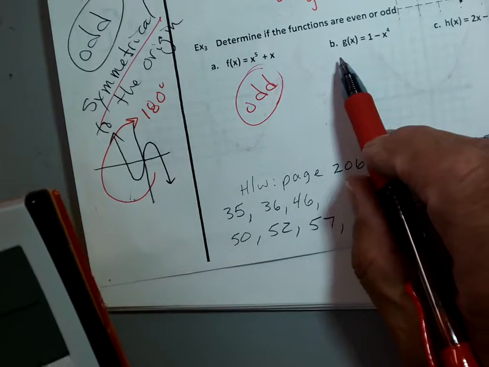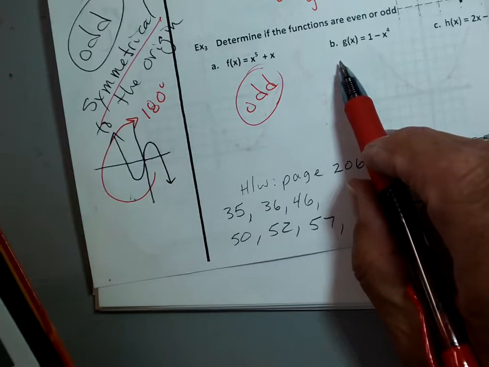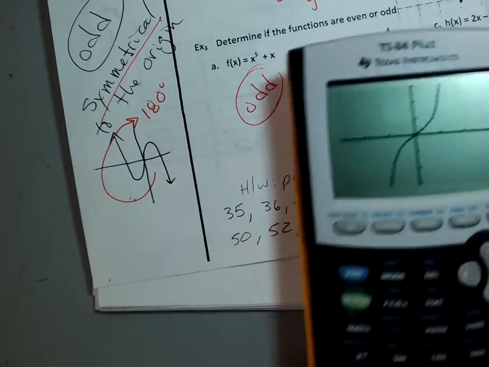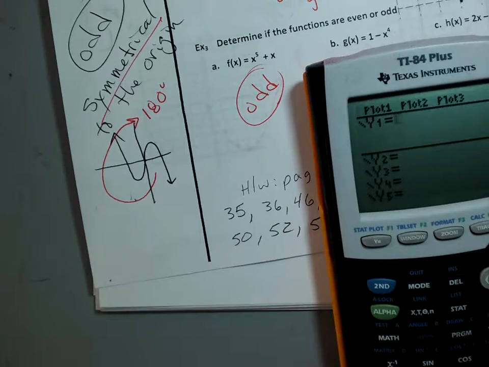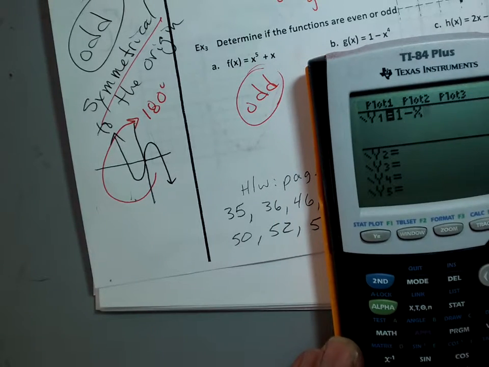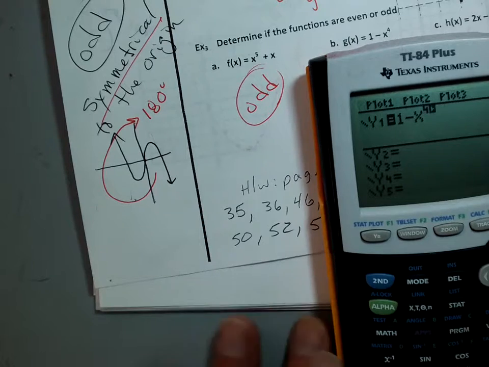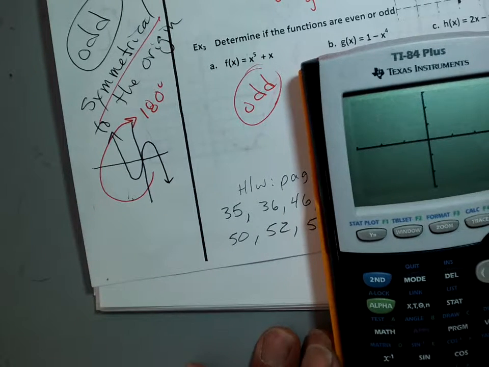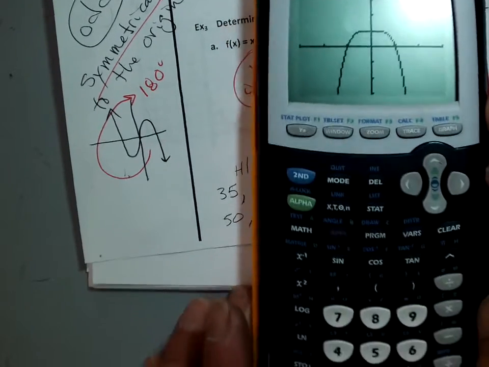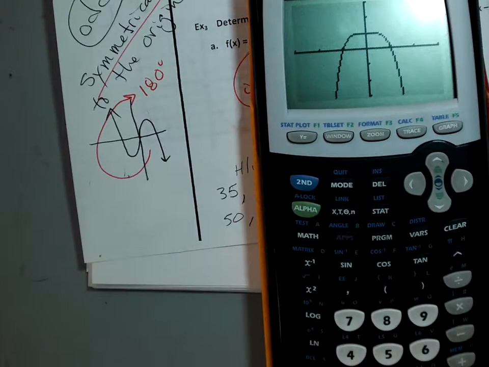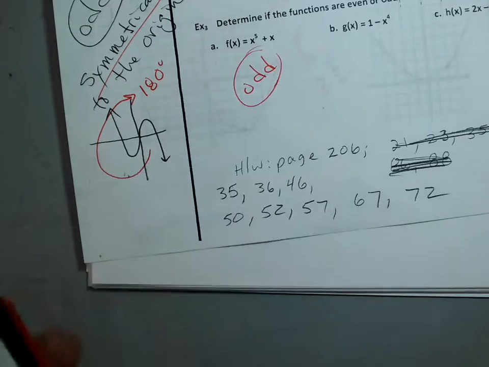How about B? Do you think it's even? Yeah. Even. Okay, so let's check it out. If we're not sure, let's just graph it. I get a 1 minus an x to the fourth. Let's just graph it and see what we get, okay? That looks even because it will reflect onto itself over the y-axis. So that's even, definitely, okay?